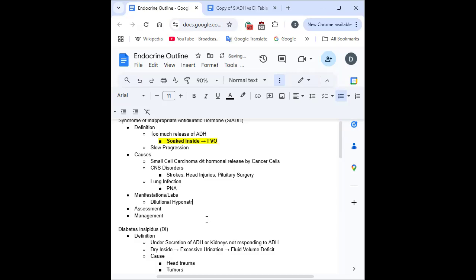Dilutional hyponatremia. And do we all understand why you have dilutional hyponatremia? Or do you want me to explain it again in a different manner? Because your fluid volume is overloaded. Yeah, exactly, more fluid, less stuff in the blood.